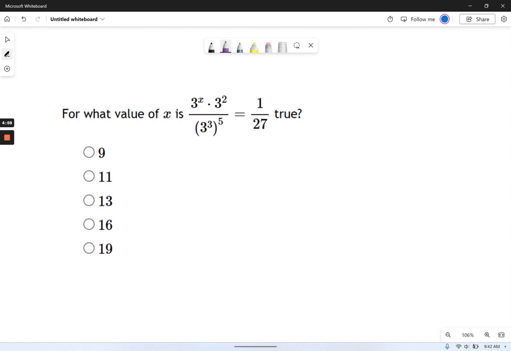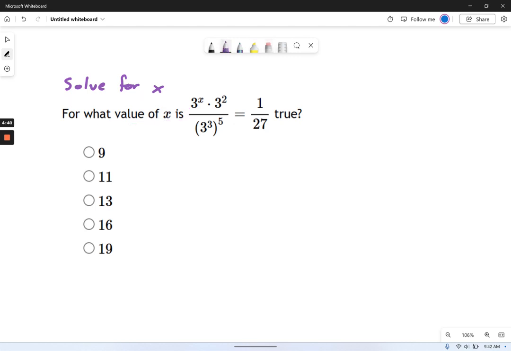We have here an equation, and it's phrased a little differently. It says, for what value of x is this true? In other words, see this phrase right here? For what value of x? What that's saying is, solve for x. So we're going to go ahead and solve for x in this equation, figure out what x equals.